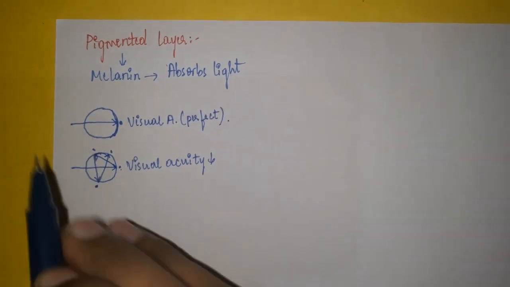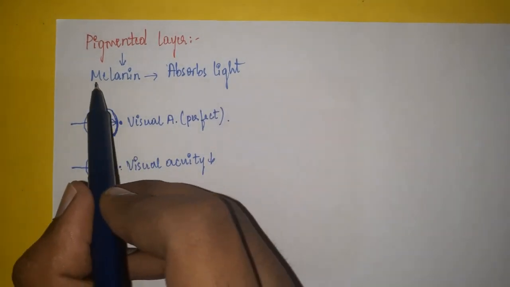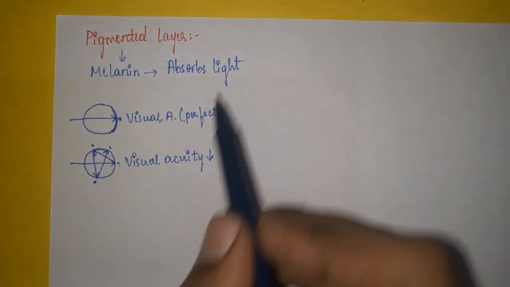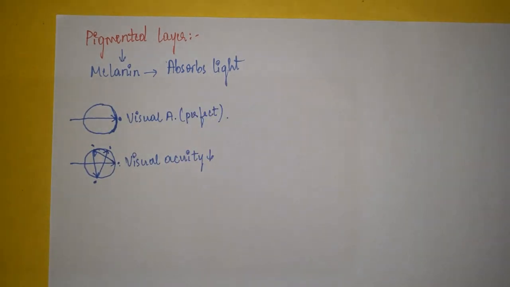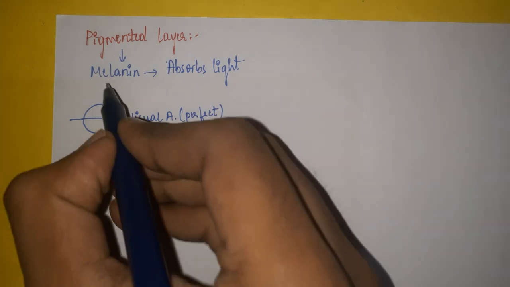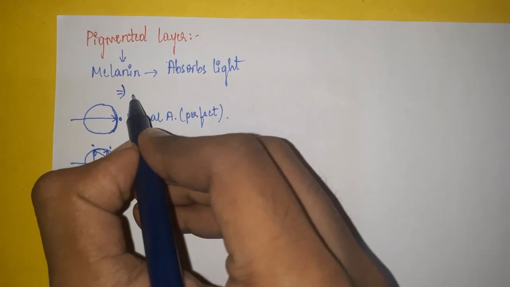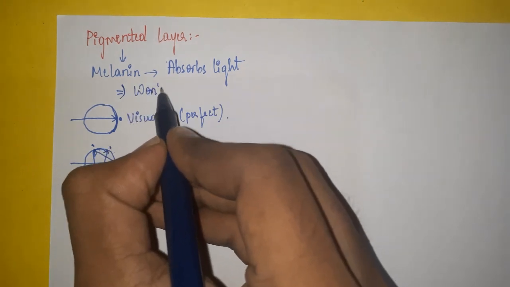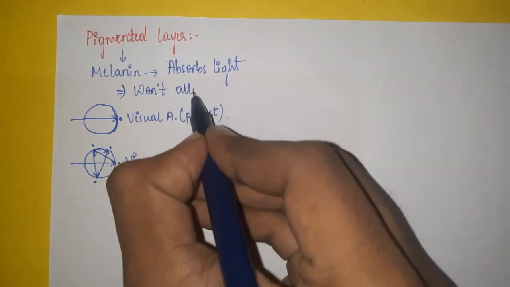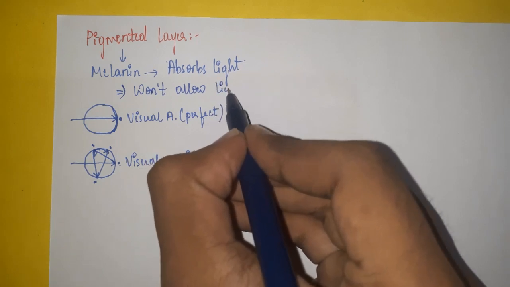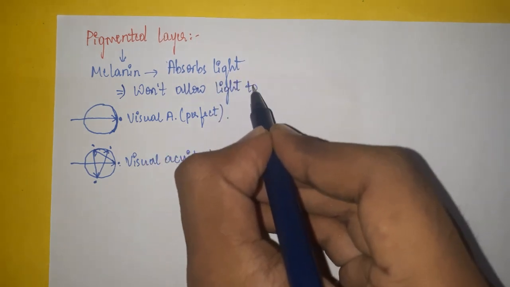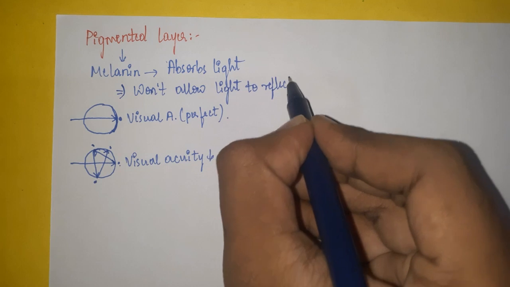So the role of the pigmented layer is that the melanin present in it absorbs the extra light and won't allow the extra light to reflect. What is the main function? We will not allow light to reflect at multiple points.